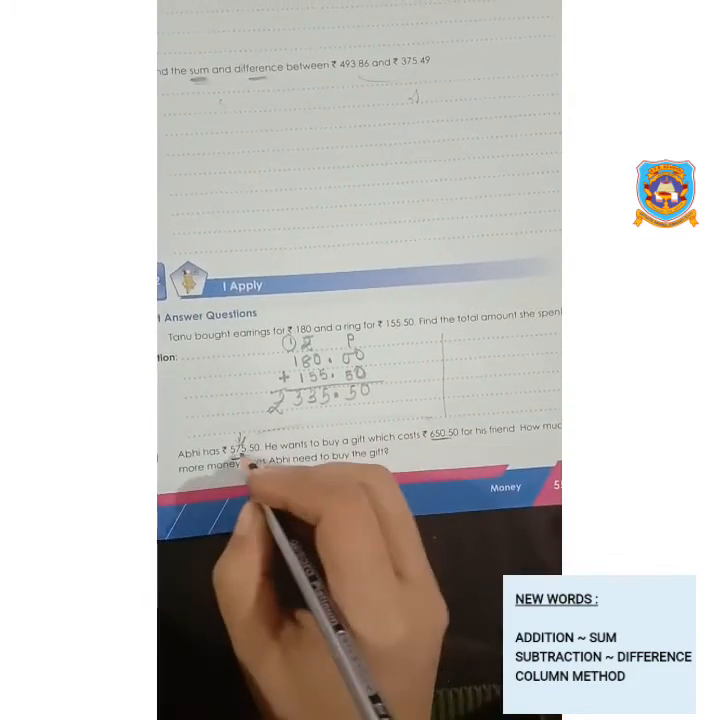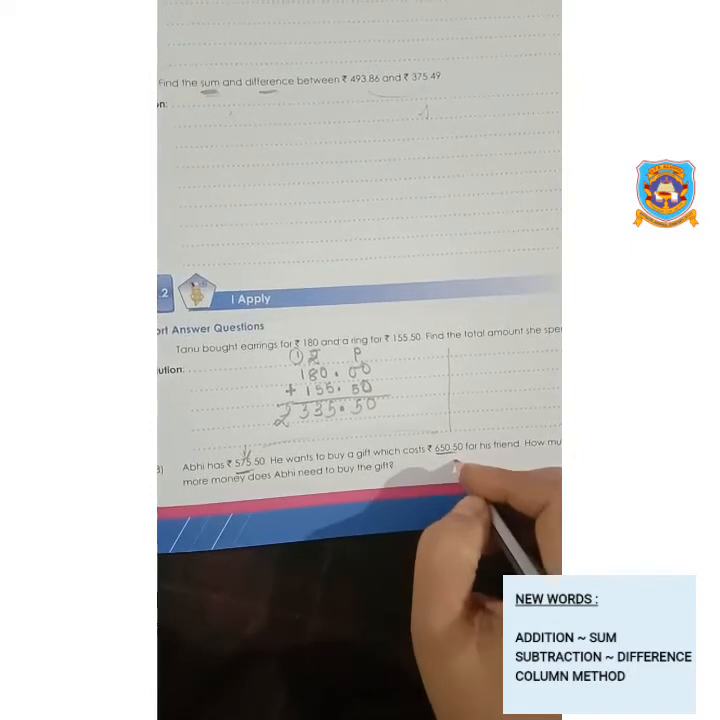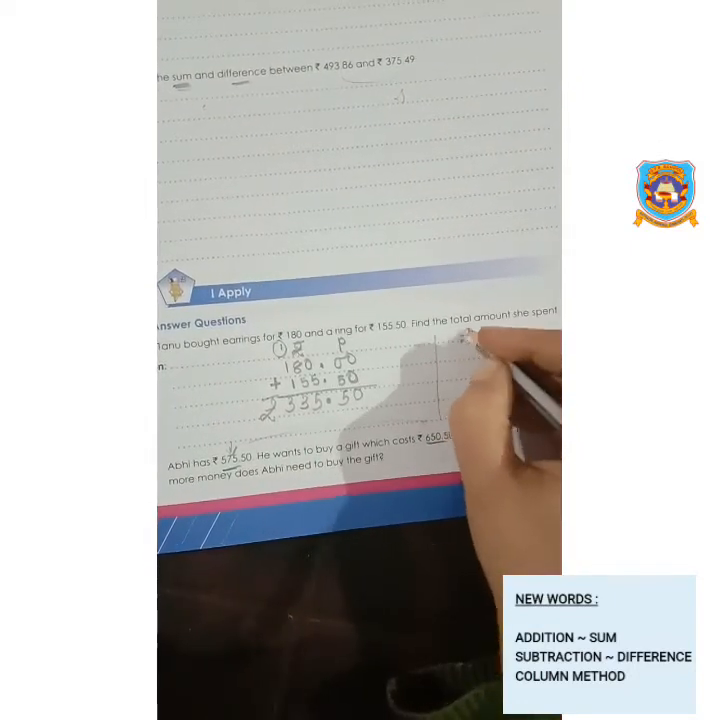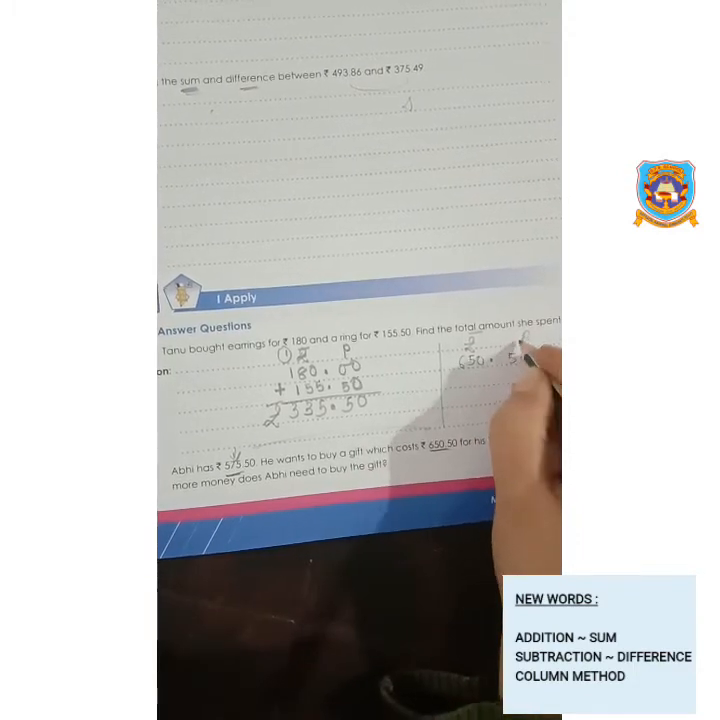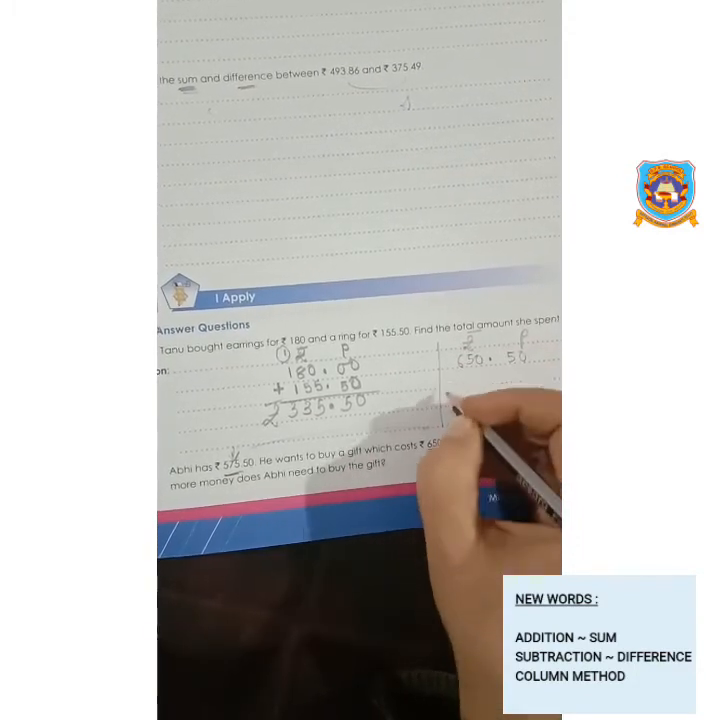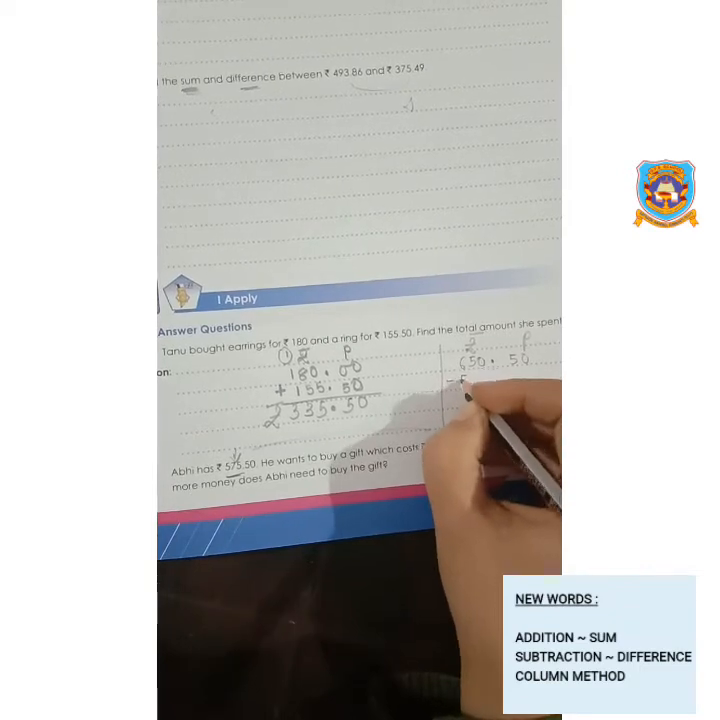So I'm writing here only, children, don't get confused. So how can I find out how much amount he needs so that he can buy the gift? Because he has got less amount, we can find it by subtraction. So I'll make the rupee and paise columns and I will write 650, this is the bigger amount, dot 50, right, according to the column, this is paise column, this is rupee column.